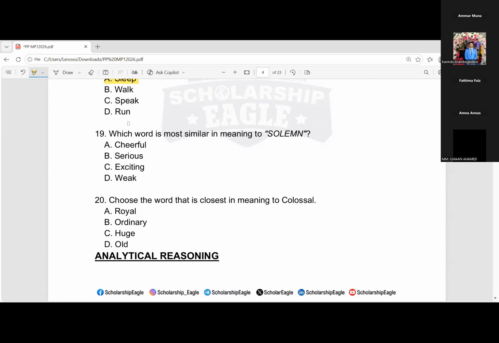Which word is most similar in meaning to solemn? Okay. Solemn. It is used for someone very serious. If it's an important thing or a sad moment or anything, if someone is serious, we use this word. Okay, then the synonym is serious. 20th one. Choose the word that is closest in meaning to colossal. Okay, colossal means huge, an extremely large thing we call colossal. Okay, then the answer is huge.